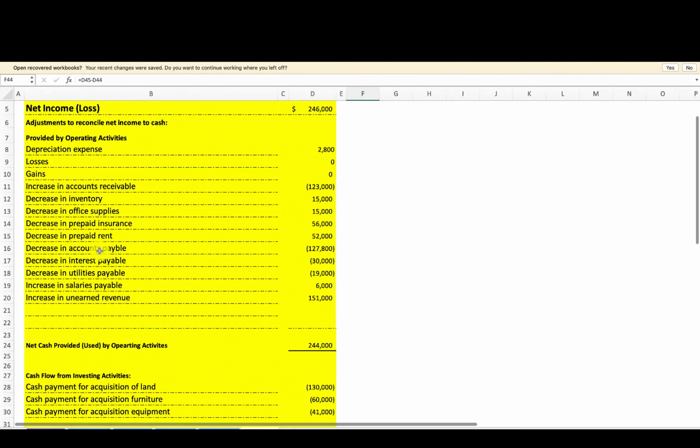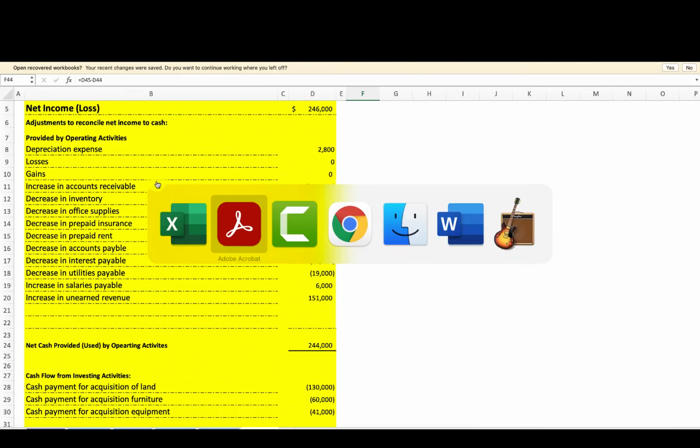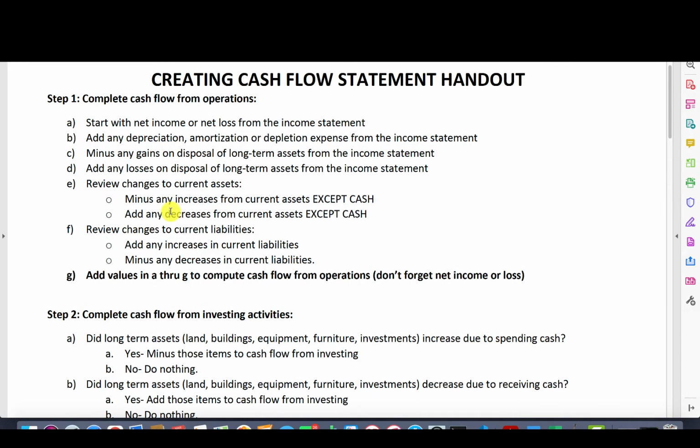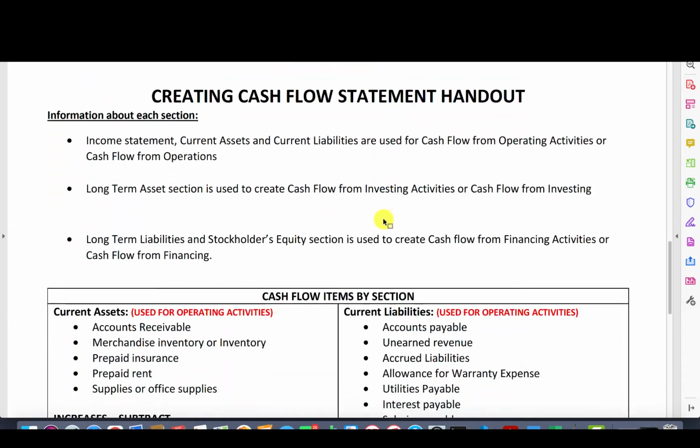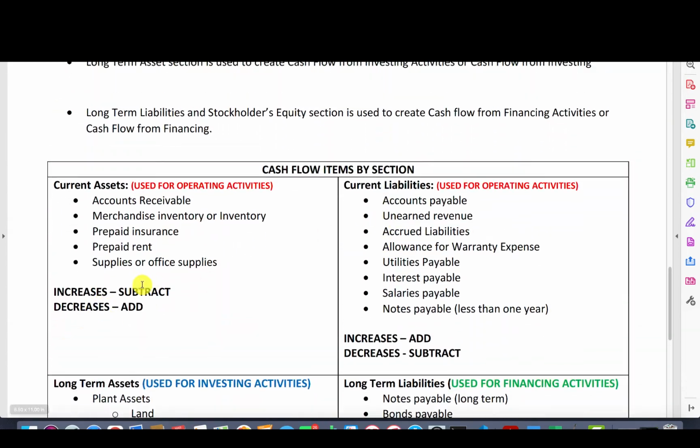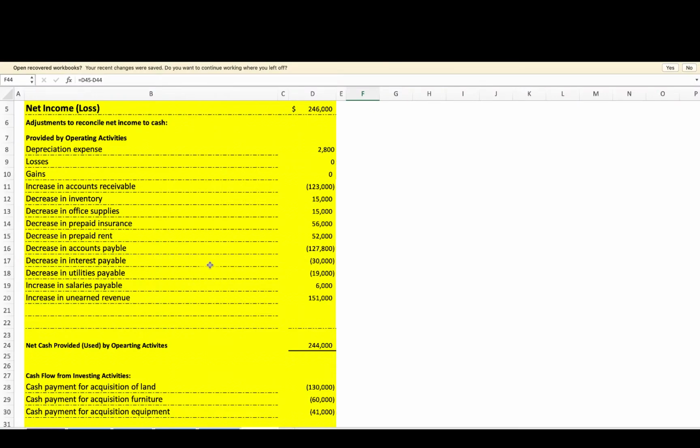Now I come to the part of the cash flow statement that's really challenging, which is the increases and decreases, right? So look at current assets, minus any increases in current assets except cash, add any decreases in current assets except cash. If you go to page 2, increases you subtract or minus, decreases you add. So for current assets, you look for increases. If it's increases in accounts receivable, you subtract, decreases you add. Right, so let's take a look.